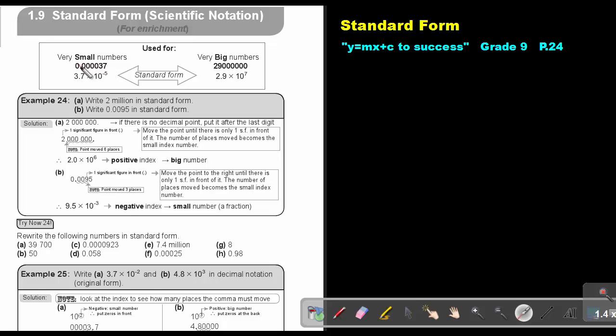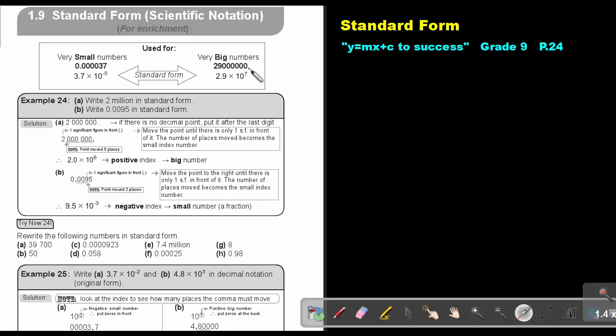Let's just look at this one. This is a small number. So I start moving. I move it until I'm behind the 3. So let's start. 1, 2, 3, 4, 5. So it's 3.7 times 10 to the power of negative 5 due to the small number.